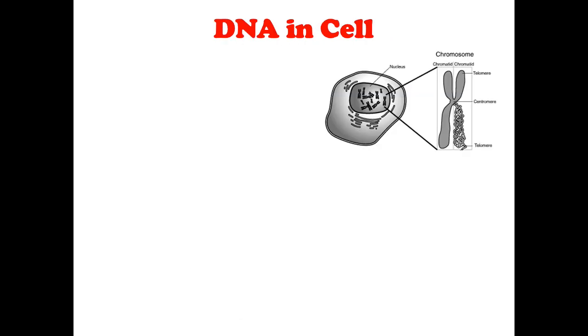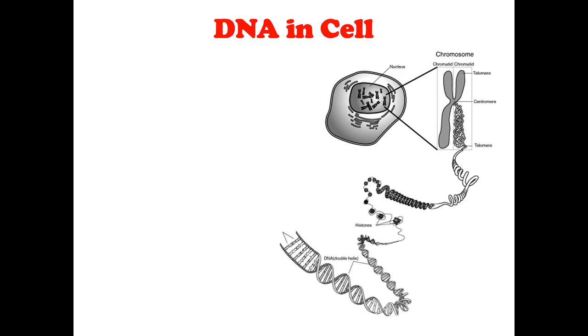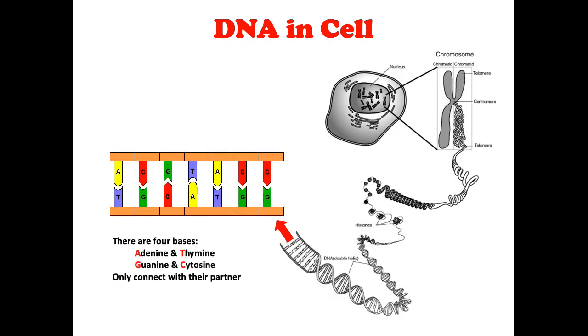So if we're looking at the chromosomes, they're in the nucleus of the cell, and if you pull one out and start to unravel it, you start seeing the double helix. The double helix is made up of rungs, like on a ladder, and those are actually pairs of your base pairs that are recognized by the letters A, T, G, and C. You always have the A's pairing with the T's and the G's pairing with the C's.